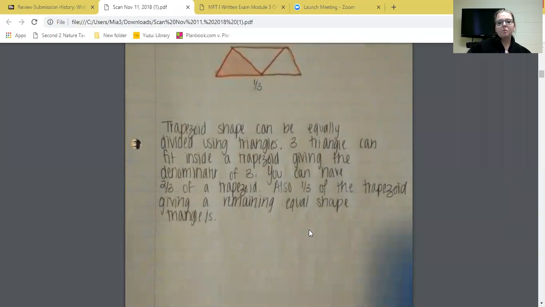A trapezoid shape can be equally divided using triangles. 3 triangles can fit inside a trapezoid, giving the denominator of 3. You can have 2/3 of a trapezoid, also 1/3 of the trapezoid, giving a remaining equal shaped triangle.